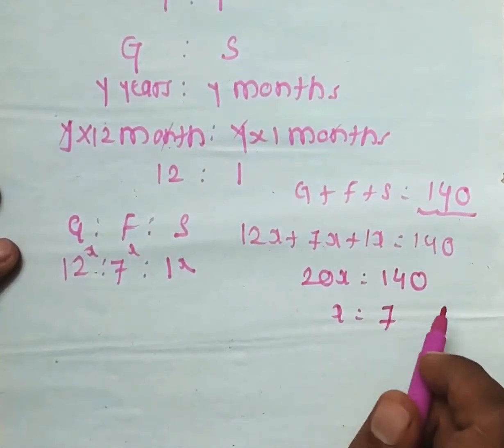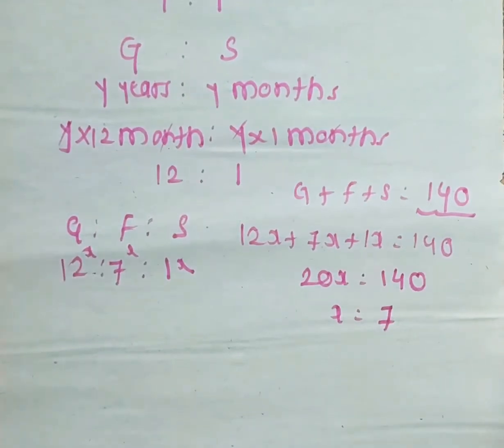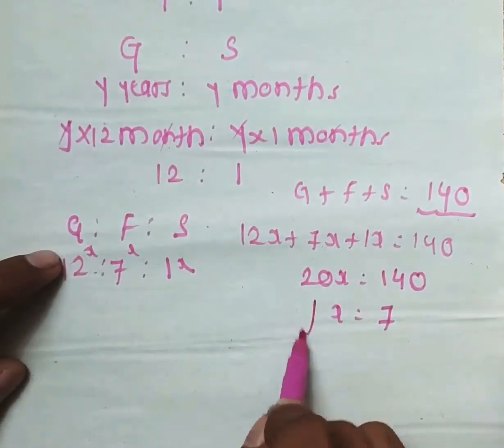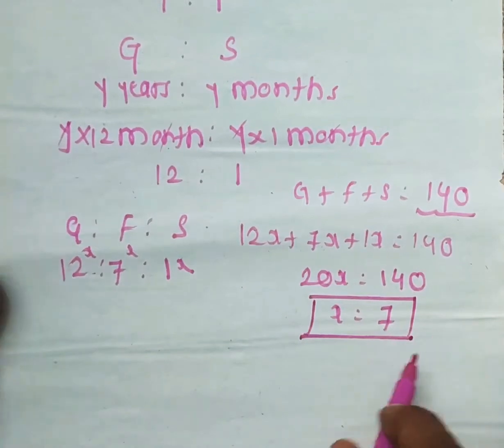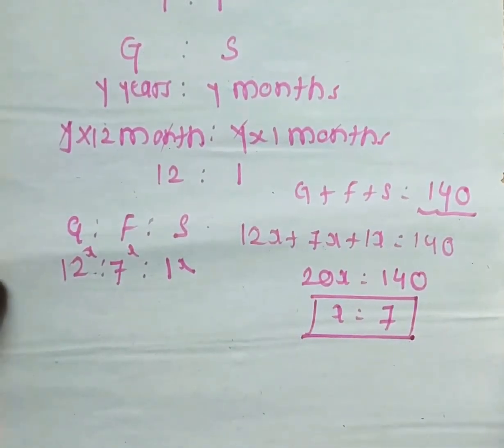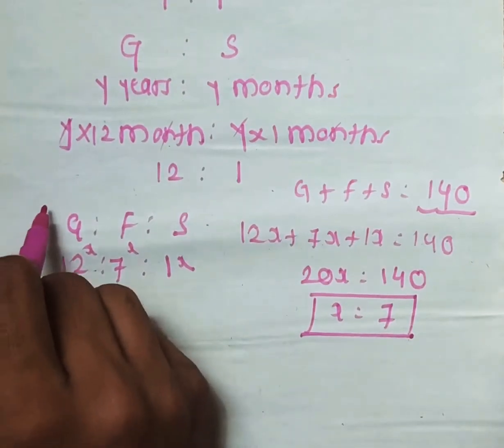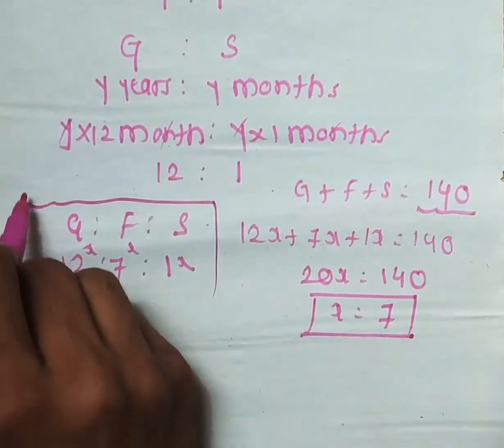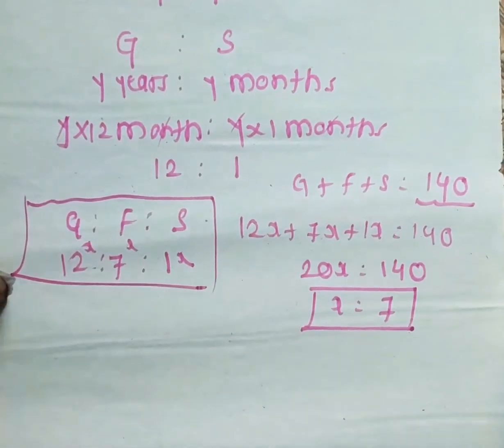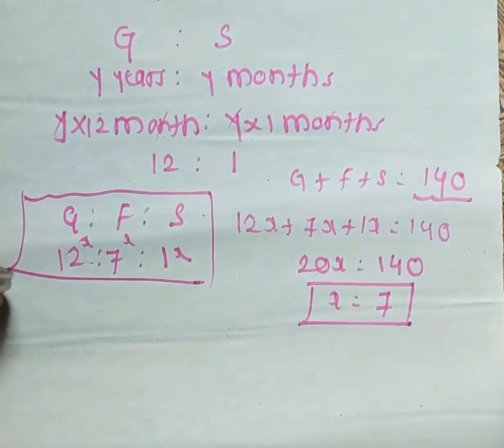2 7s are 14, so 140 gives x is equal to 7 here. X is equal to 7 here. Now we just have to put this value of x here. So we will get the present ages of the grandfather, father and son.